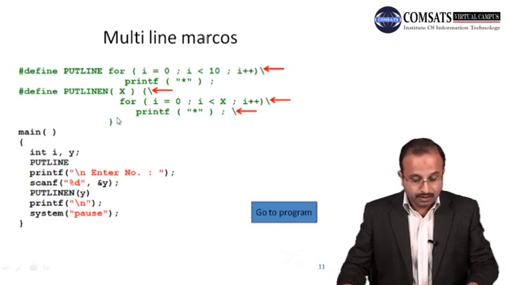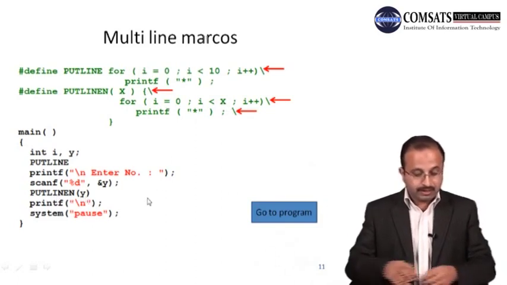Now this is like a function, the whole thing is a function. What code will come in place of PUTLINE? It starts from this bracket and ends over here, and for i equal to 0, i less than x. In place of x, since we are sending y in PUTLINEN, y will come here. So what is this program doing?